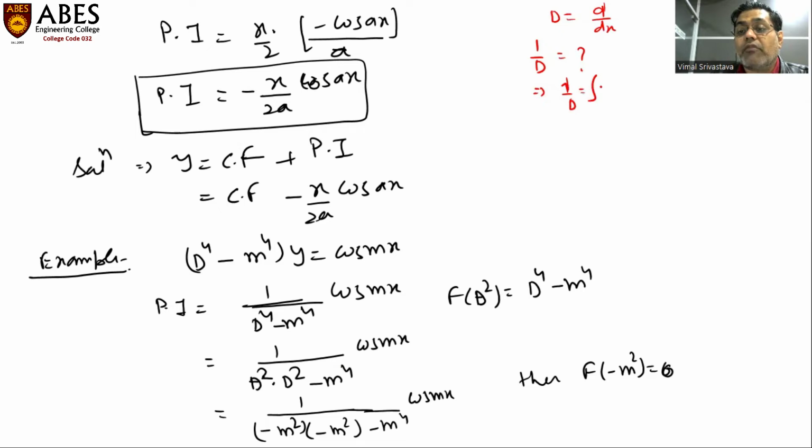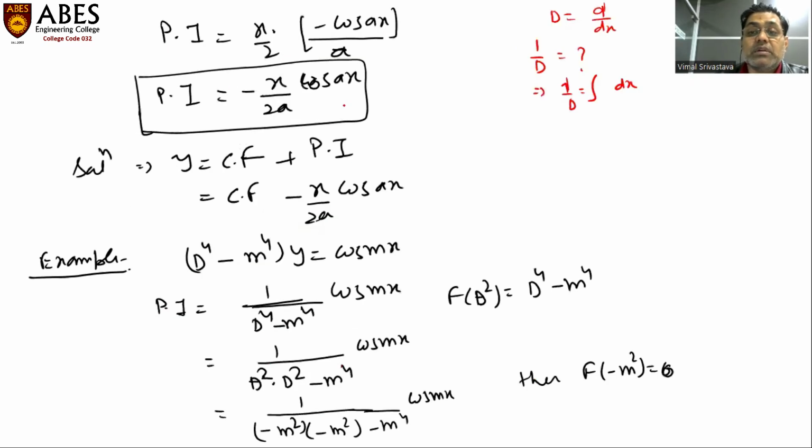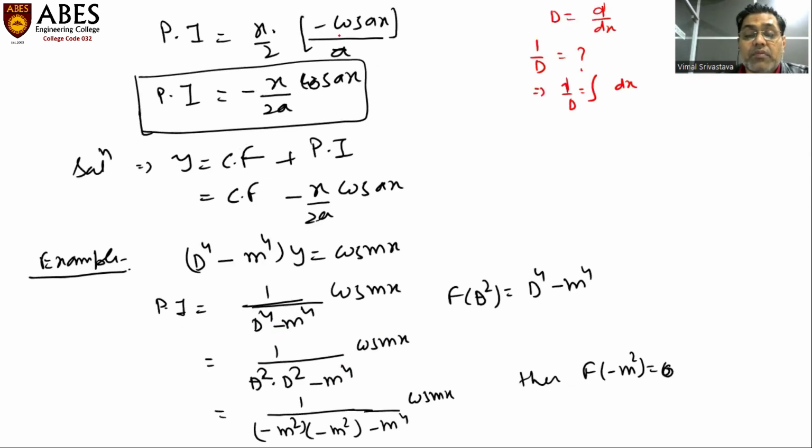Integral of function with respect to x, that is ∫f dx. So in this case, if we simplify this, we get x by 2 into 1 by d into sine ax. So that means we have to integrate sine ax with respect to x once. So integration of sine ax is equal to minus cos ax divided by a.